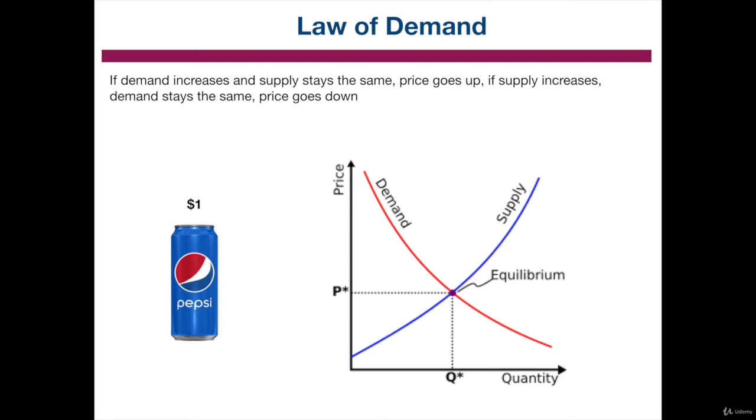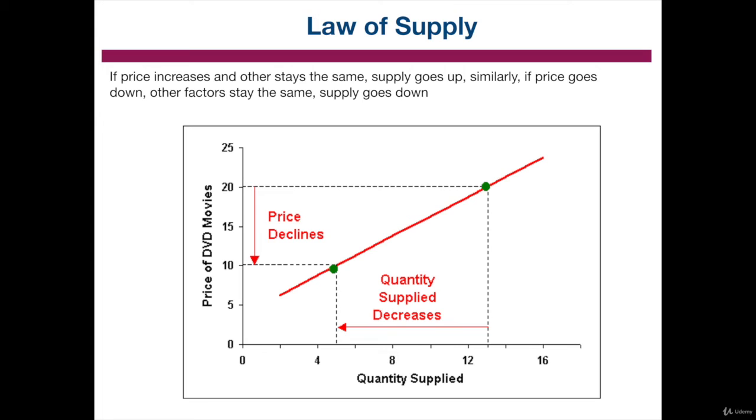When it comes to the law of supply, price will be the factor that changes supply rather than demand. So if price increases and other factors stay the same, supply goes up. And if price goes down and other factors stay the same, supply goes down.